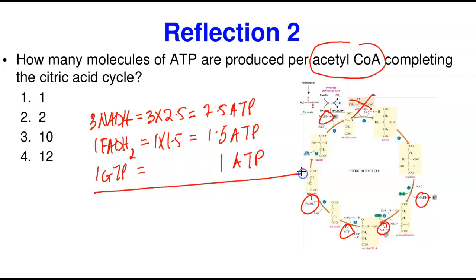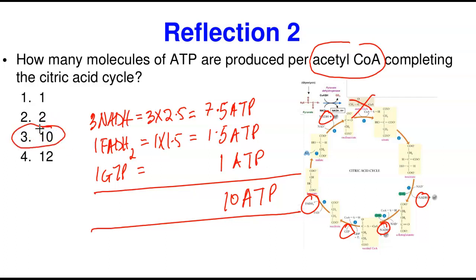So what do you now do? We add everything to 7.5. Please, that's 7.5. I hope it's clear now. This is 7.5 plus 1.5 gives you 9. 9 plus 1 gives you 10 ATP. This becomes the answer. So complete breakdown of just one molecule of acetyl-CoA inside the citric acid cycle will result in 10 molecules, or 10 moles, of ATP.